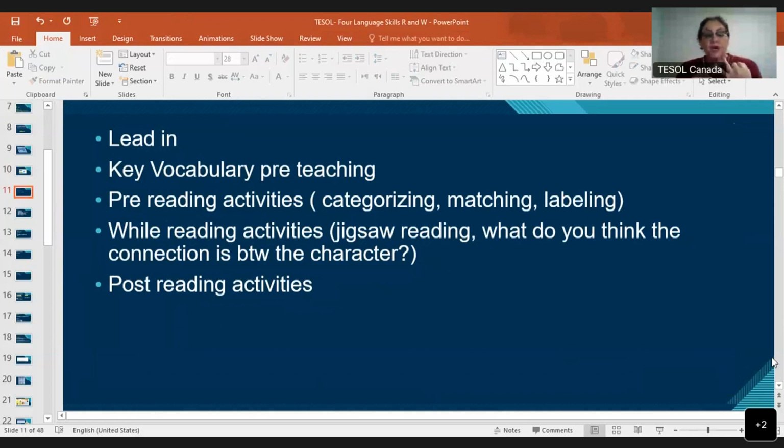But for strawberry and jam, we need to pre-teach. We need to teach them first. Because if they don't know the meaning of strawberry and jam, they won't understand anything. What is it about? Okay? So we only pre-teach the keywords, the main words that help them to understand the main message of the context.